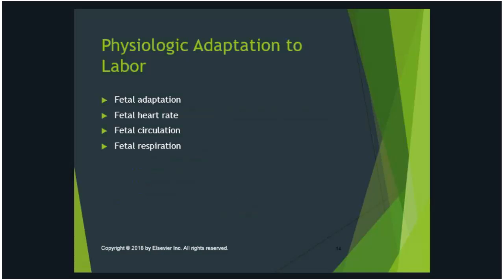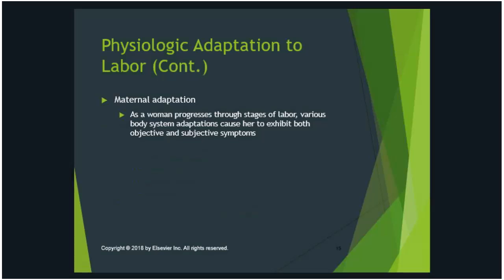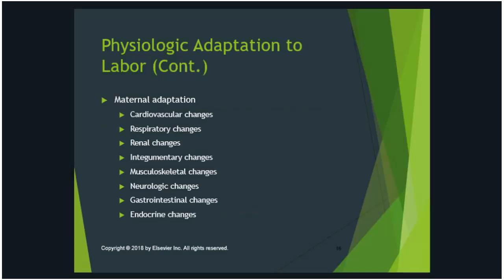Physiological adaptation to labor includes fetal adaptation: fetal heart rate, fetal circulation, and fetal duration. Maternal adaptation: as a woman progresses through the stages of labor, various body system adaptations cause her to exhibit both objective and subjective symptoms. Maternal adaptations include cardiovascular, respiratory, renal, skin, musculoskeletal, neurologic, gastrointestinal, and endocrine changes.